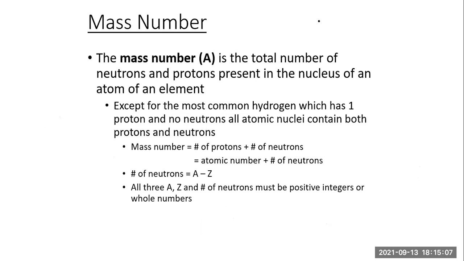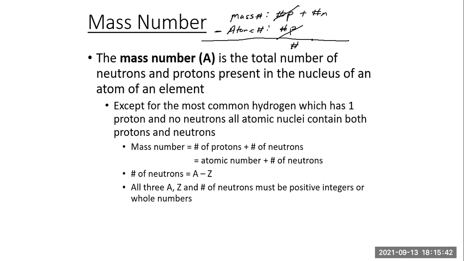Another really important number is the mass number, which is abbreviated with an A. The mass number is the total number of protons and neutrons in an atom. So the mass number is the number of protons plus the number of neutrons, and the atomic number is the number of protons. If we subtract the atomic number from the mass number, we are left with the number of neutrons.